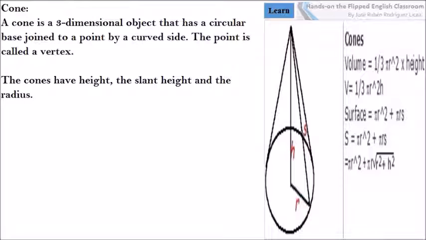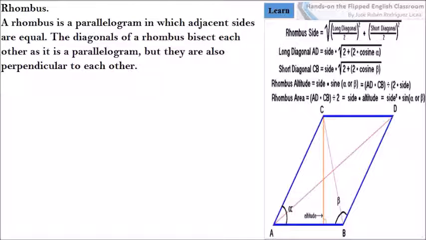Cone. A cone is a 3-dimensional object that has a circular base joined to a point by a curved side. The point is called a vertex. The cones have height, the slant height and the radius. Rhombus. A rhombus is a parallelogram in which adjacent sides are equal. The diagonals of a rhombus bisect each other as it is a parallelogram, but they are also perpendicular to each other.